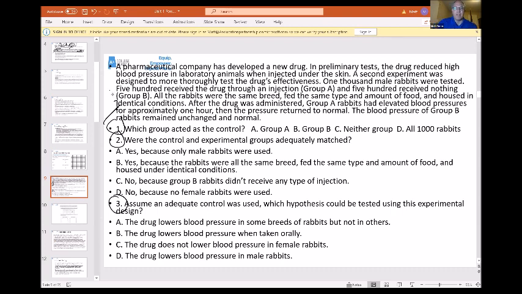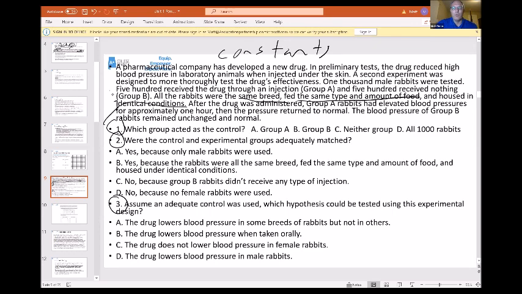All the rabbits are the same breed, fed the same type and amount of food, housed in identical conditions. Those things are called constants. And again, you want everything to be the same between your two groups, except the independent variable, which in this case, the thing we're testing, is this blood pressure drug. And the dependent variable would be the blood pressure. What is the actual blood pressure of these rabbits? We're thinking that the dependent variable changes based on the presence or absence of that drug.